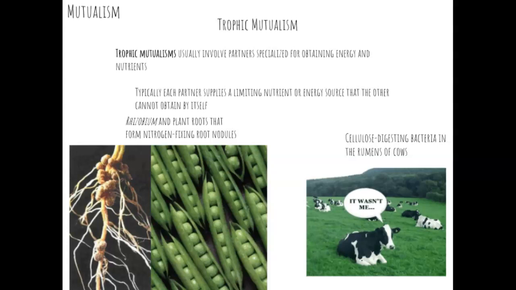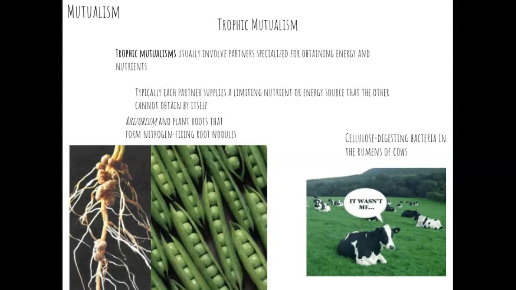The first one are rhizobium and plant roots that form nitrogen-fixing root nodules. So rhizobium are bacteria that are able to convert atmospheric nitrogen into nitrogen that can be taken up by plants. Nitrogen is usually a limiting resource in any terrestrial ecosystem. So any way that plants can get extra nitrogen is going to be beneficial for the plant.